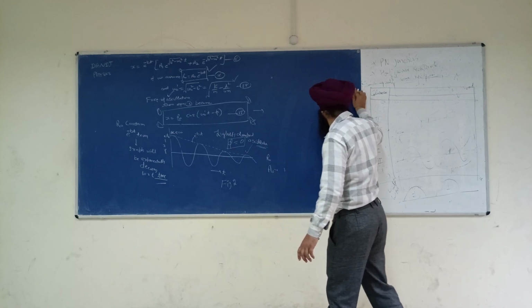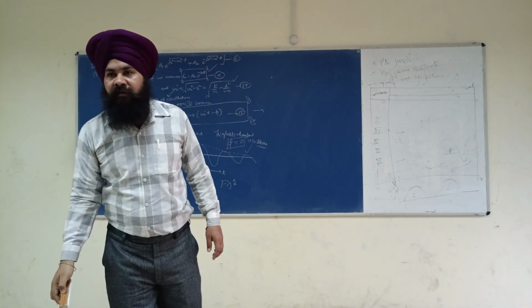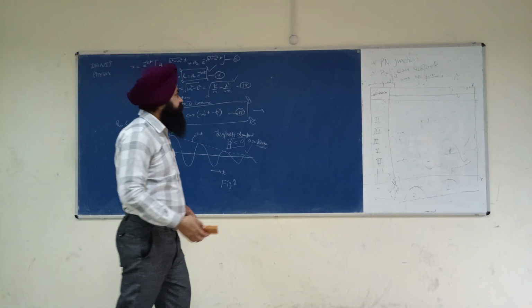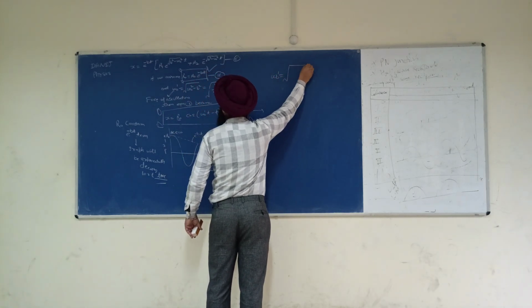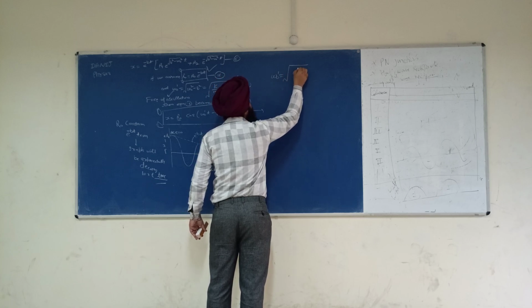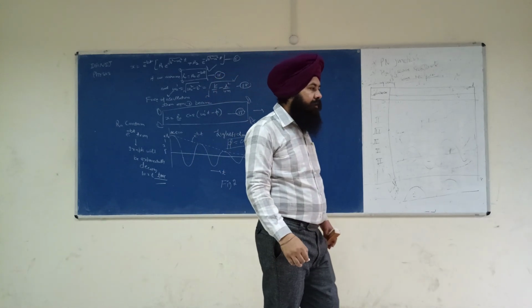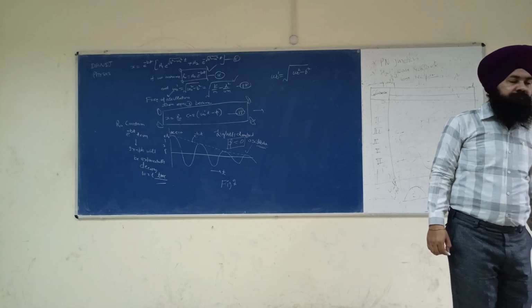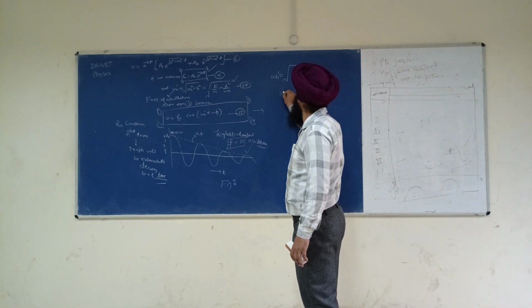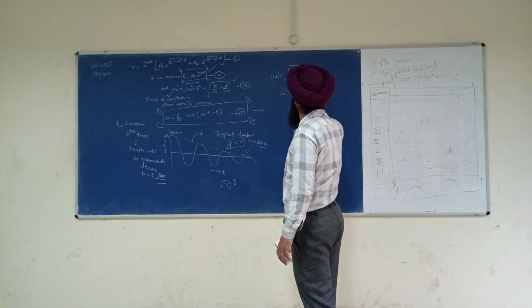What is omega naught prime? Frequency of oscillation. So please write omega naught prime is equal to square root of omega naught square minus b square. Omega naught prime is equal to square root of k by m minus r square by 4.